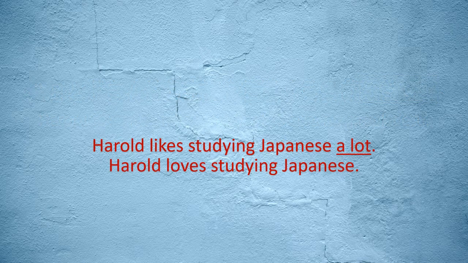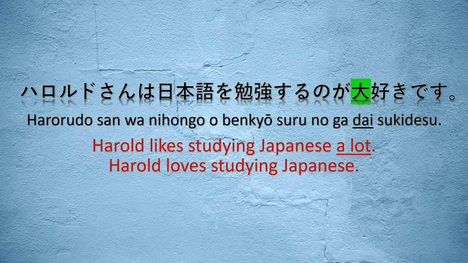Now, if we want to say a lot or loves, which gives more emphasis on the word like, we add the kanji dai. Suki desu becomes daisuki. Harurudo-san wa Nihongo o benkyou suru no ga daisuki desu. Harold loves studying Japanese, or Harold likes studying Japanese a lot.